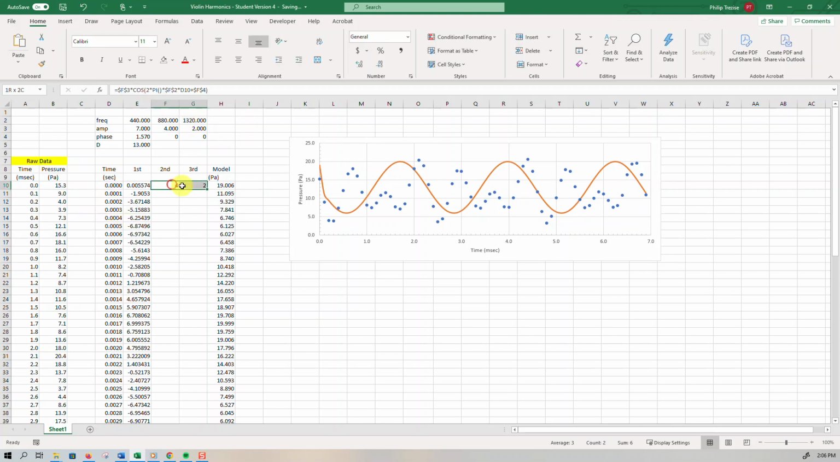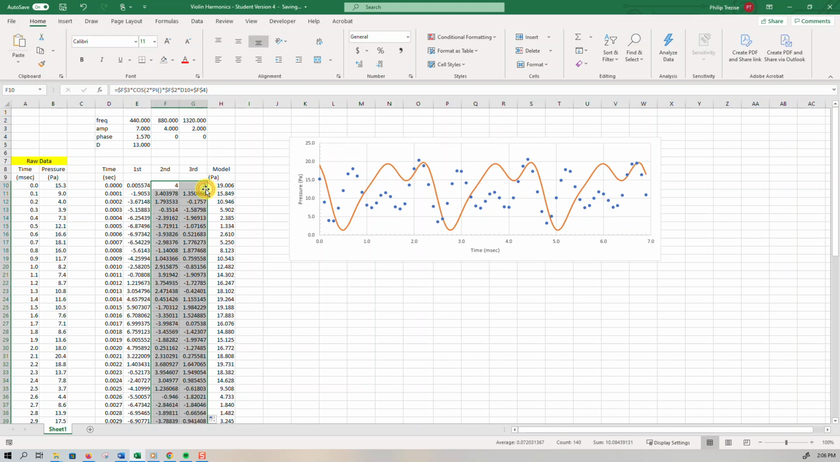Then I'll copy those two all the way down, and you can see that my model is now changed quite considerably. Still not a good match, but that's okay. I now have a model with 3 components. I could try changing the phases of these things.